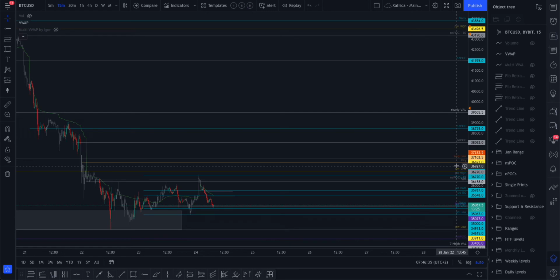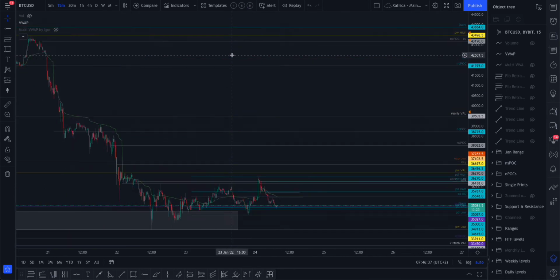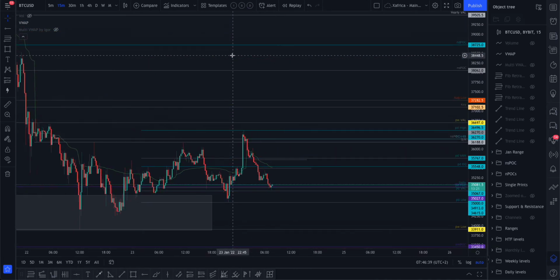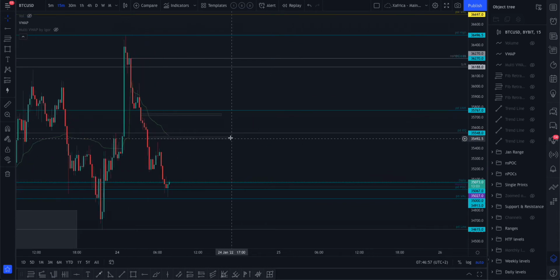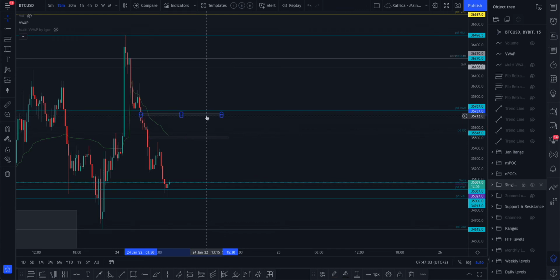Let's just go on to the naked session point of controls. They haven't changed. I haven't added one of them on. There's no extra naked session point of controls, and also no naked daily or weekly point of controls. Then the single prints are those two there. I'll just click on it and it'll give you the top and the bottom level of that box. And if I click on that one, that'll give you the top and the bottom level of that box.